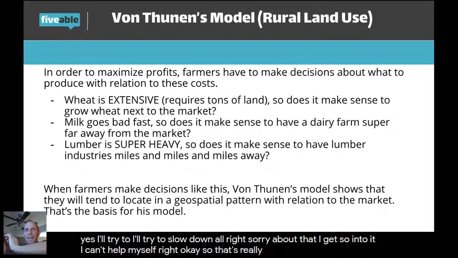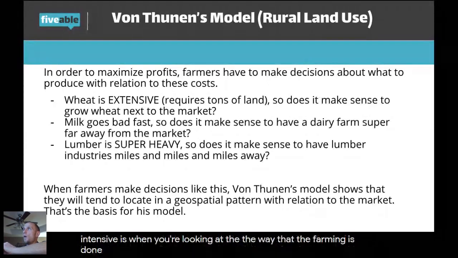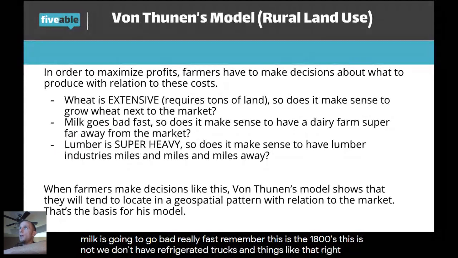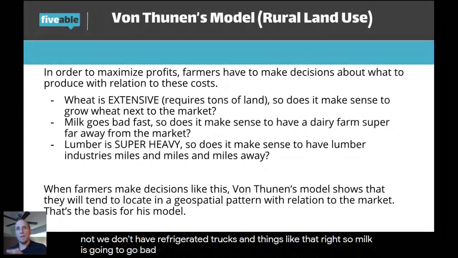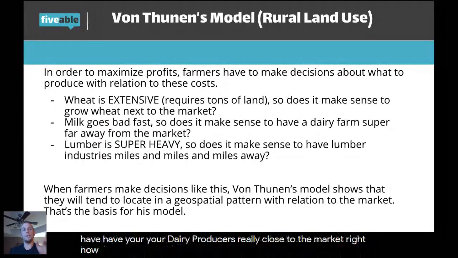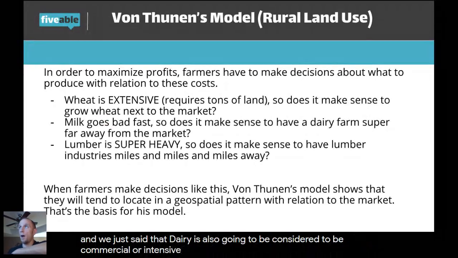Okay, so that's really what extensive and intensive is when you're looking at the way that farming is done. So when you think about that in the context of the model, milk is going to go bad really fast. Remember, this is the 1800s. We don't have refrigerated trucks and things like that, right? So milk is going to go bad if it's really far away from the market. So you want to have your dairy producers really close to the market, right? And we just said that dairy is also going to be considered intensive commercial farming.